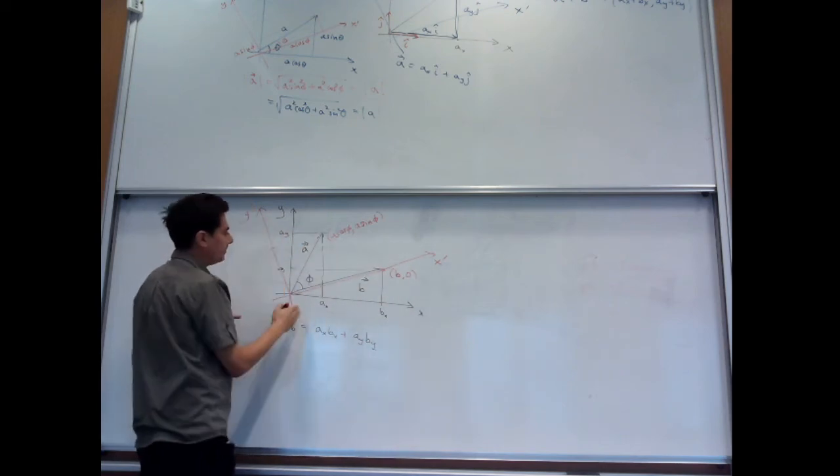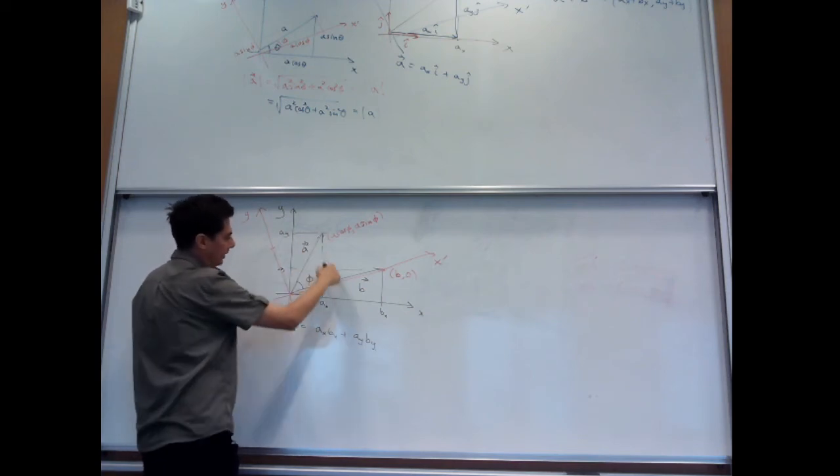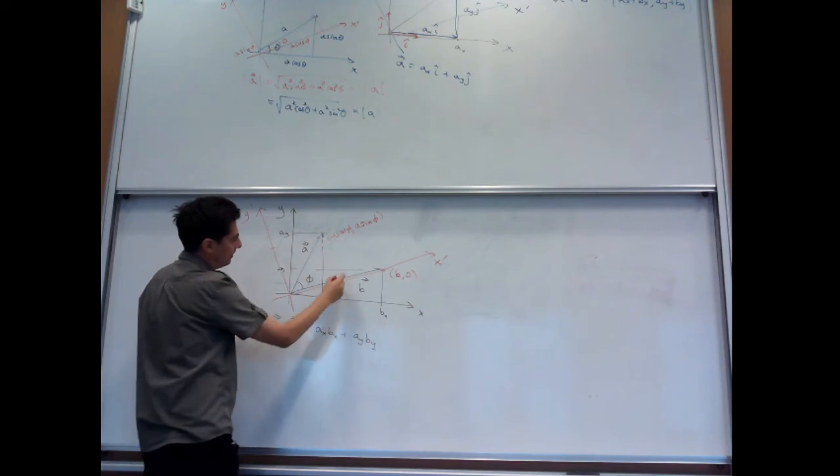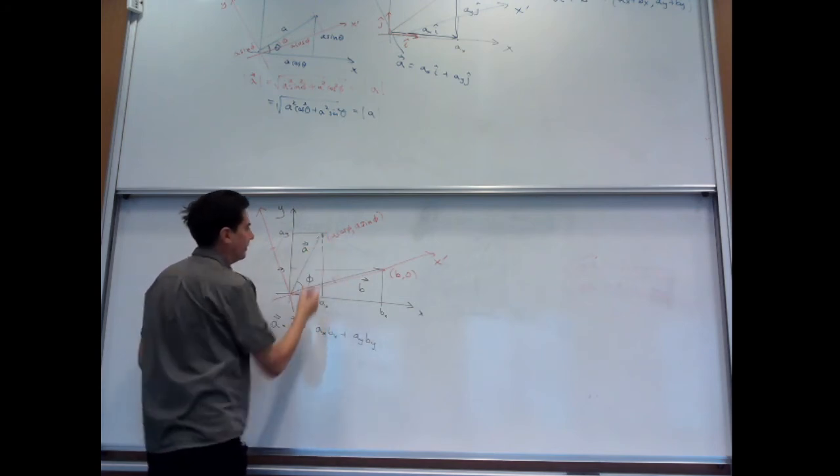Yes. So A cosine phi, A sine phi, because this angle here is phi with respect to the red coordinates, yes? And this A has length A. So just looking at this triangle, this is the right angle. This is A cosine phi. This is A sine phi.